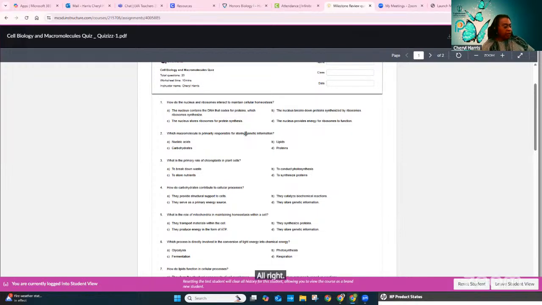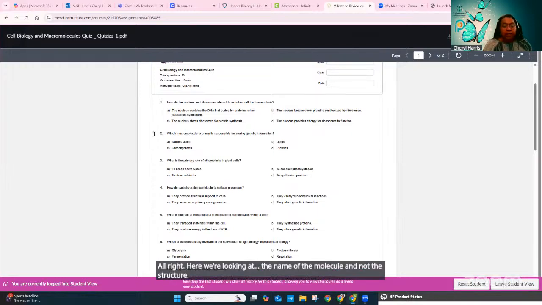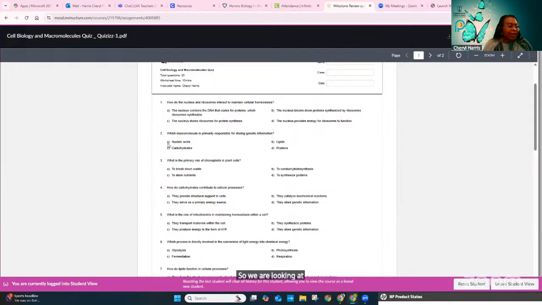Here we're looking at the name of the molecule and not the structure. So we are looking at it being nucleic acids. Thank you. A, nucleic acids. Nucleic acids. All right, so those are the things that make up the DNA.